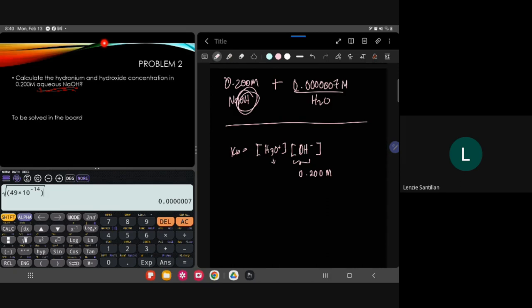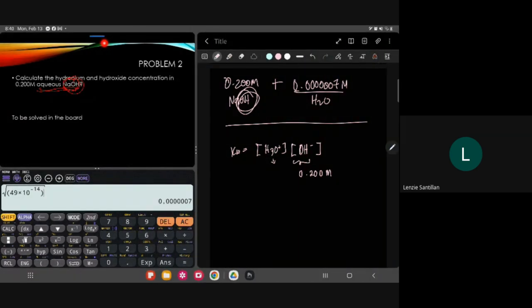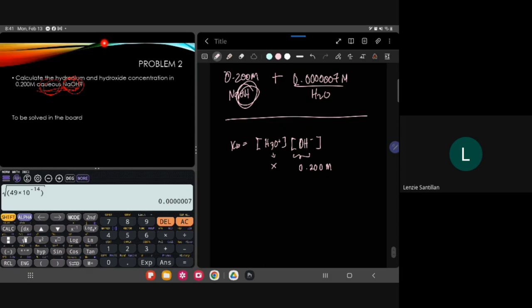San lang ba manggagaling H3O? Guys, kay water lang yan manggagaling. Wala namang hydronium sa NaOH. Sa aqueous part lang ng NaOH. So, hindi natin alam ang H3O. How about your KW? KW of water, which is 1.01 times 10 raised to negative 14 at room temperature.